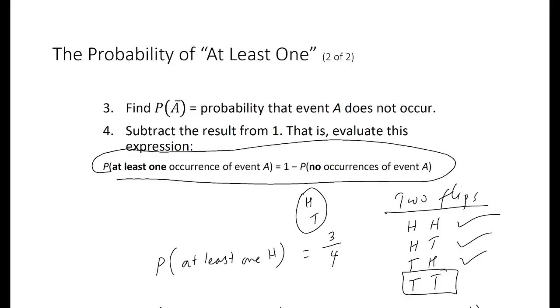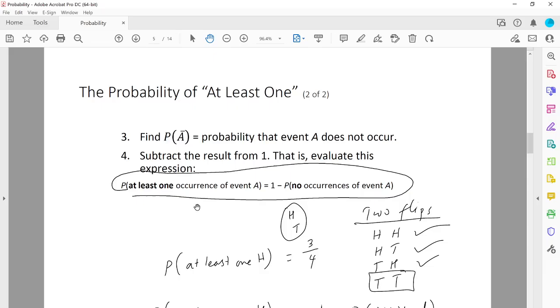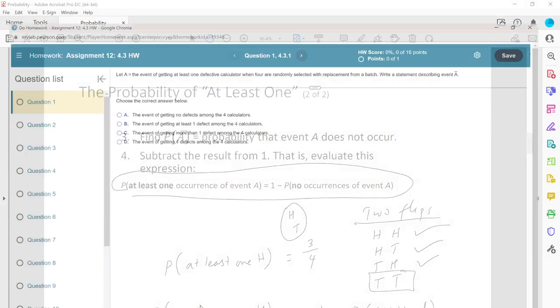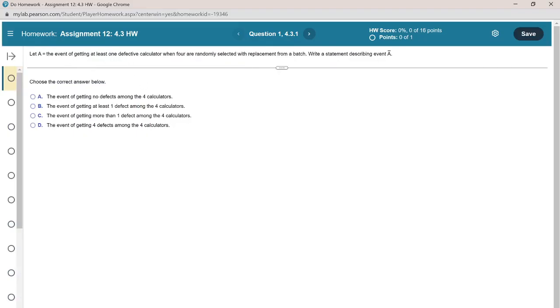Okay, let me go over some examples here. Let A be the event of getting at least one defective calculator when 4 are randomly selected with replacement from a batch. Write a statement describing event A complement.